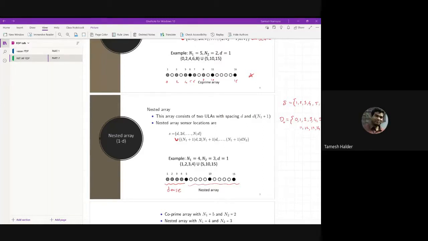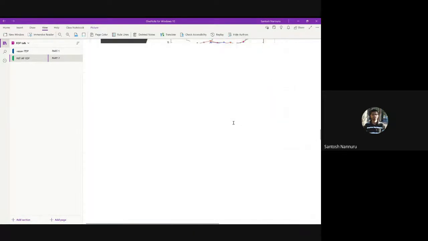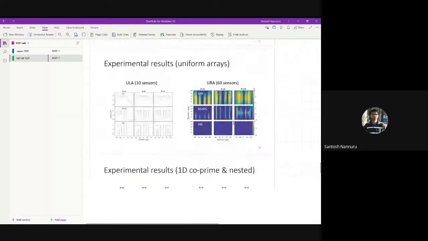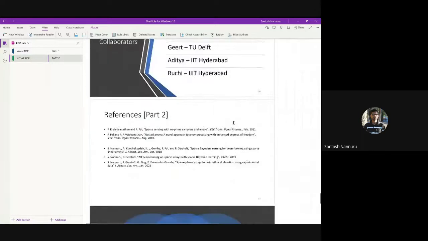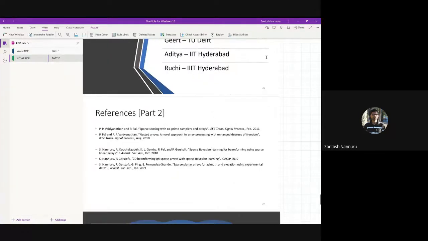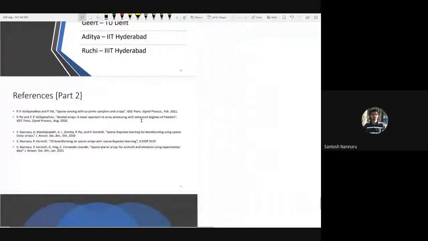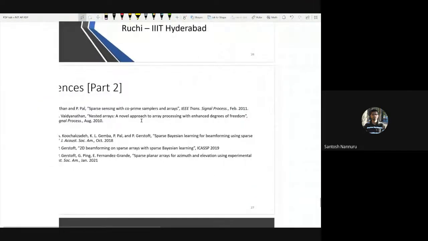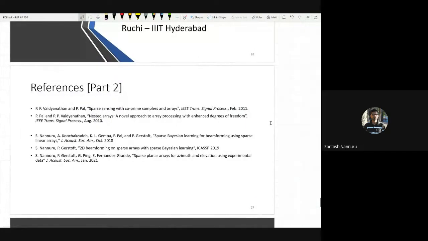Sir, which reference shows this co-prime, this collinear co-prime? Yeah. So this is the end. The first two references, right? They are about coprime and nested arrays. That's where they were introduced.